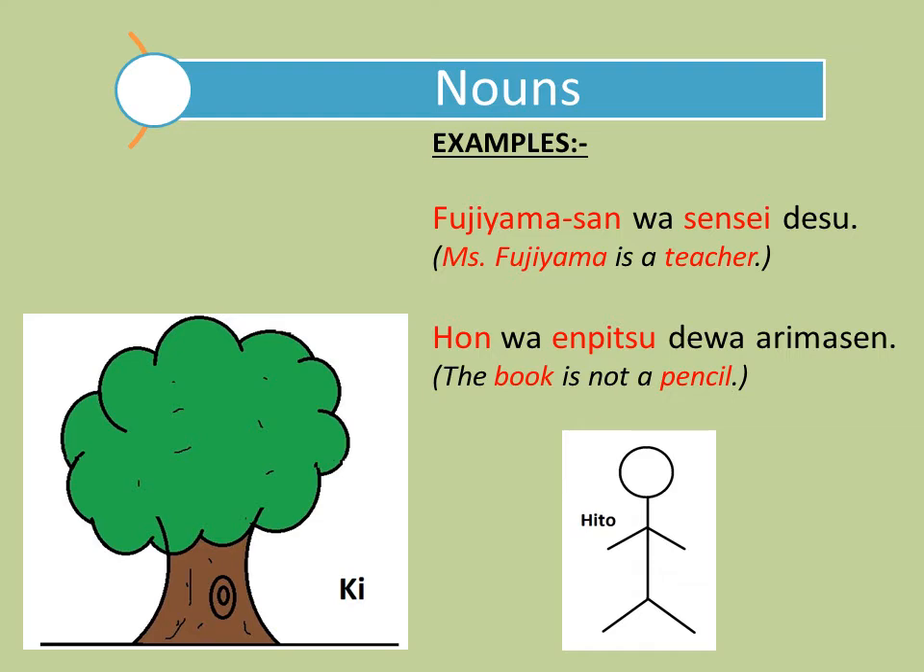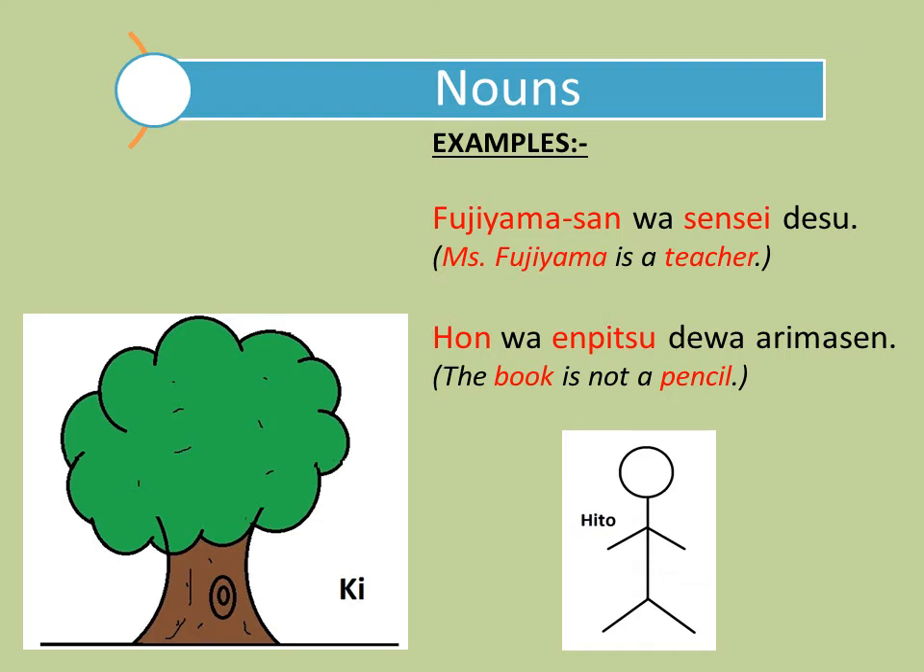Next, we have Hon wa enpitsu dewa arimasen. This is so true. I know this is a bit funny, but the sentence means the book is not a pencil. That's so obvious. So, hon and enpitsu are the two nouns here. Hon means book and enpitsu means pencil.